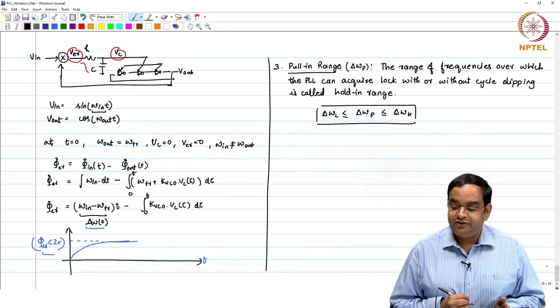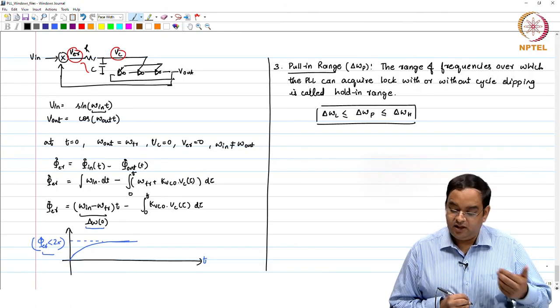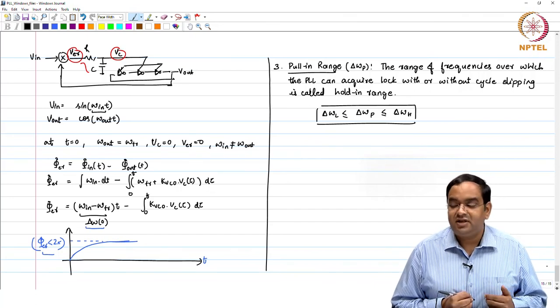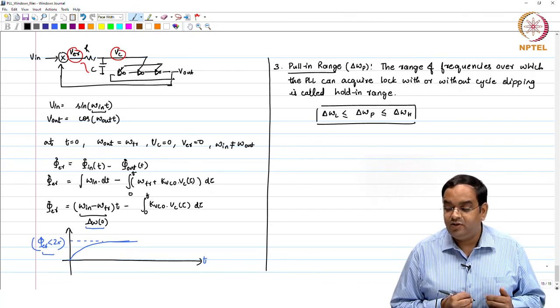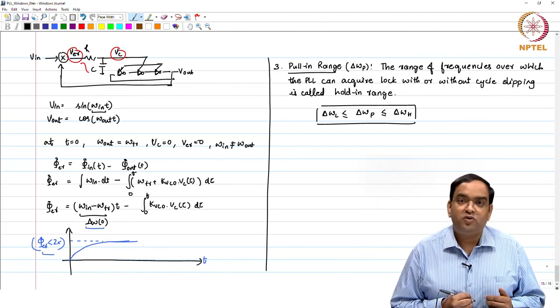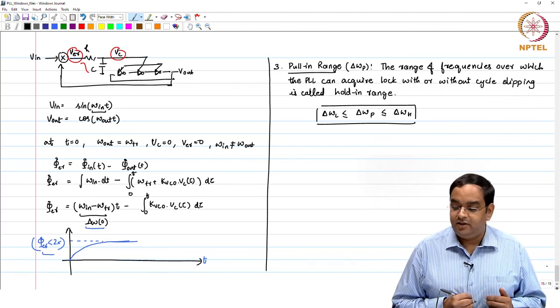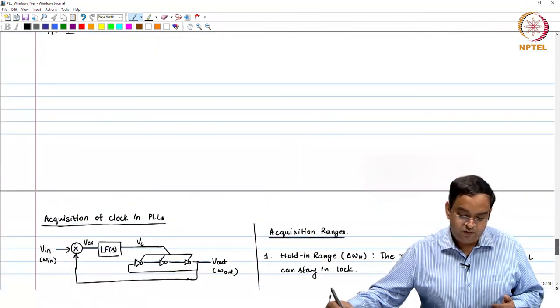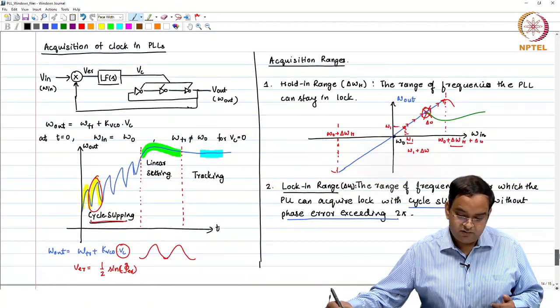Next we will see how this pull-in happens in an actual circuit in the transient domain, and how the hold-in also works. That's what we discussed about the different ranges in the PLLs.